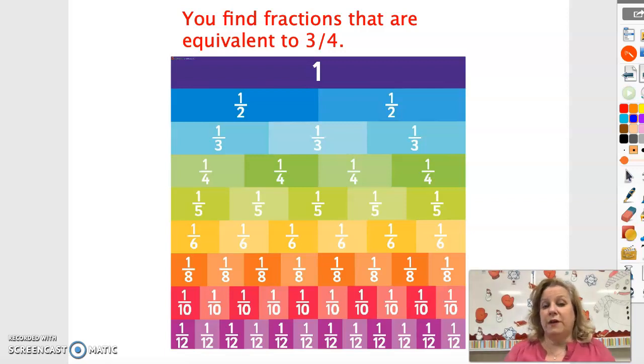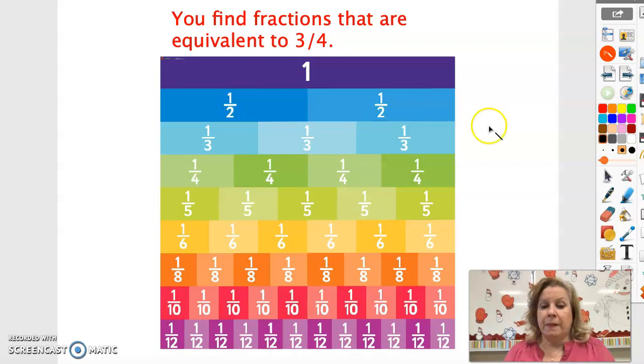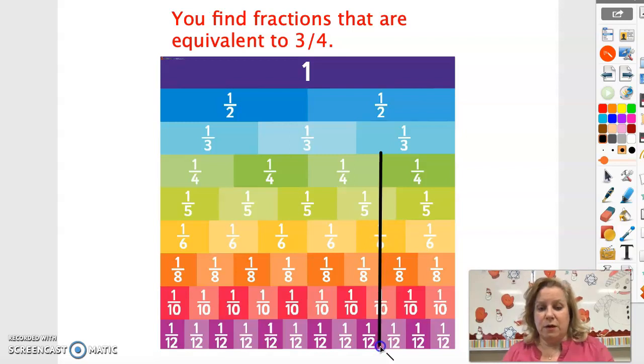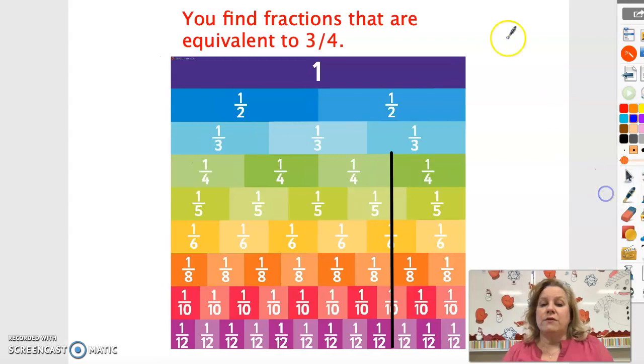All right, good job. You should have found some fractions that equal 3/4 at this point. What I'm going to do is draw my line again. I'm going to find 3/4. Here's my fourths. 1, 2, 3/4 over. I'm going to draw a line at the end of 3/4, and draw that line all the way down to see what else equals 3/4. All right, look at our fifths. Nope, that's right in the middle. Eighths, yeah, 1, 2, 3, 4, 5, 6. So 3/4 is equal to 6/8.